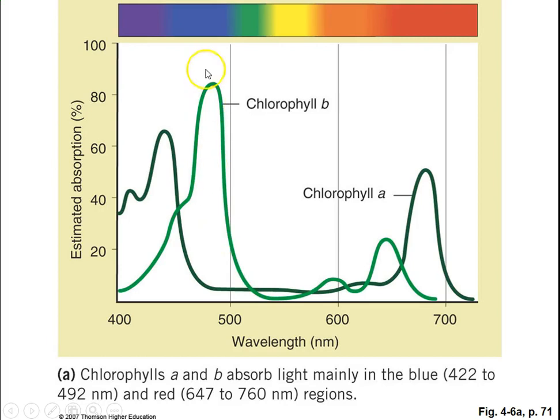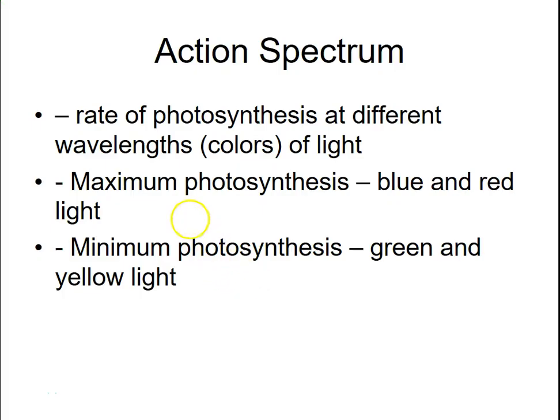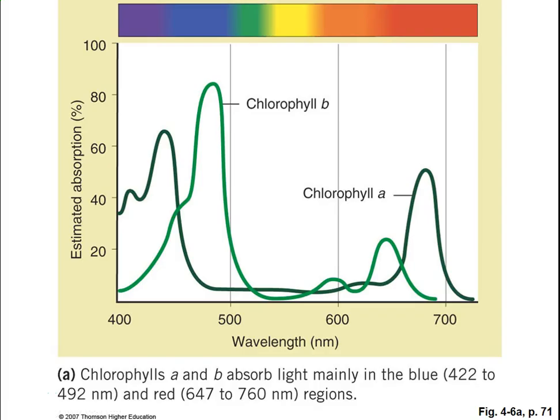Now, what should be obvious is that the green light is not absorbed by the chlorophyll, because when we look at a tree, we look at a plant, we see it is green. It is reflecting the green light, thus it is not absorbing the green light. So we have what's called the action spectrum. What we just looked at back here was the absorbance spectrum, so just how much of the light in these different wavelengths is absorbed by chlorophyll A and chlorophyll B.